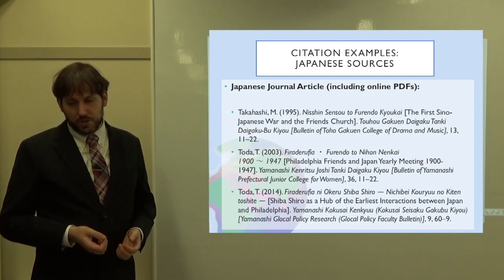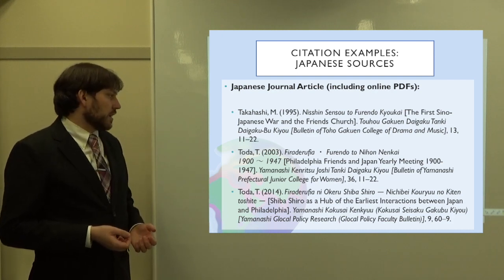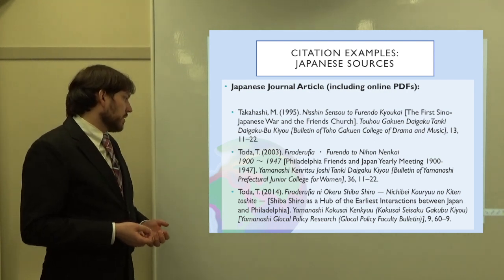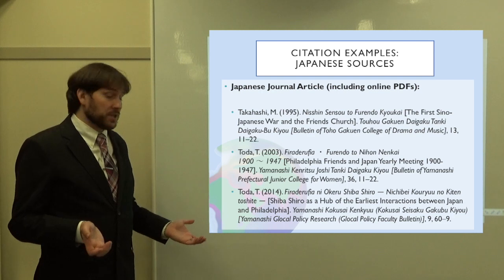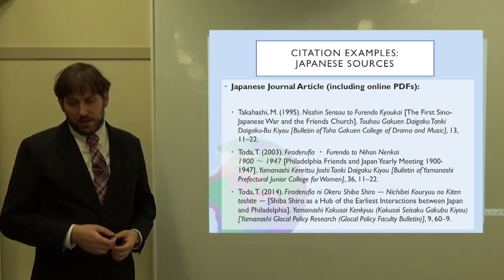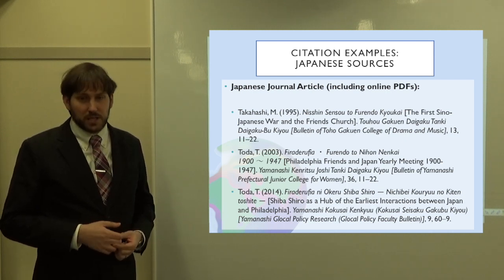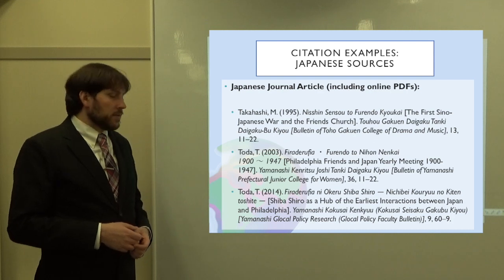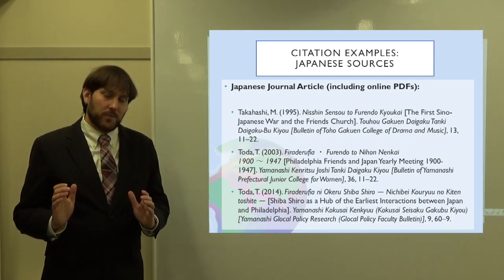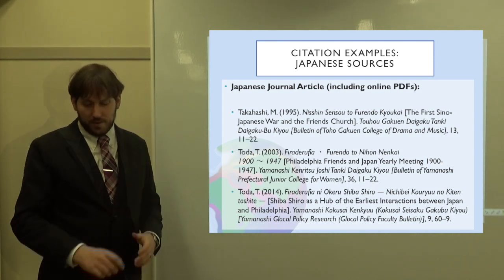Yamanashi Kenritsu Joshi Tanki Daigaku Kiyo. Toda T, Philadelphia ni okeru Shibashiro, Nichibei Kouryu no Kiten to shite. So Shibashiro as a hub of the earliest interactions between Japan and Philadelphia. Yamanashi Kokusai Kenkyu, Yamanashi Global Policy Research, Global Policy Faculty Bulletin, number 9, 60 to 69. So again, one thing that's the same, if the title is in Japanese, you have to write it in Romaji and then in parentheses put a translation.